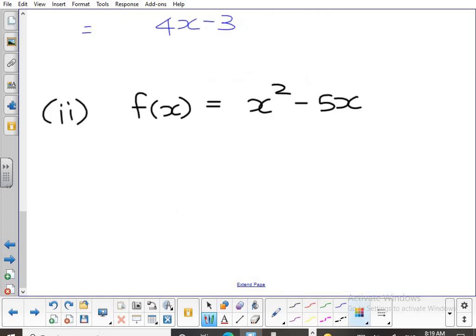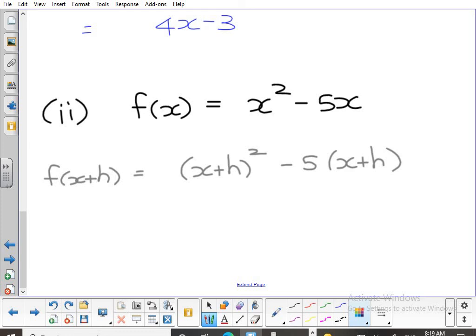So I start off by getting my f of x plus h. So I'm going to have (x plus h) squared minus 5(x plus h). Substitute. Simplify. x squared plus 2xh plus h squared minus 5x minus 5h. And that's it. Can't simplify any further.